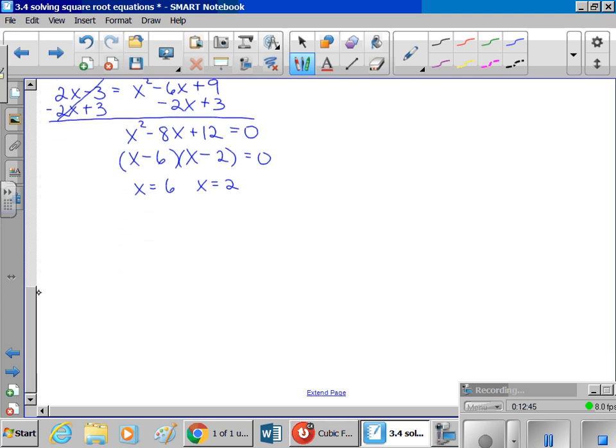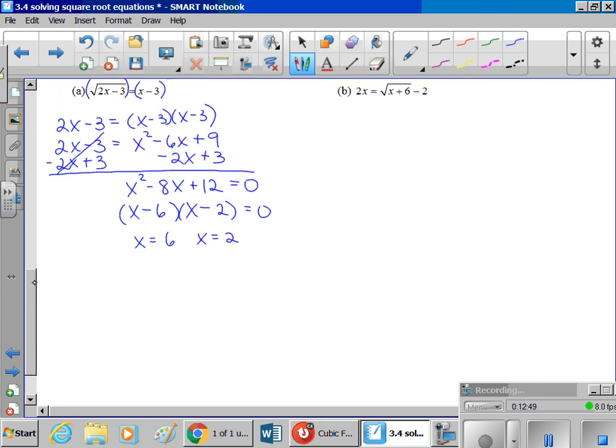So we have to check them. So we're going to go back. Let me just bring it up a little bit. We're going to go back now and give it a check. And usually how I check is I kind of do this. And I say radical 2 times 6 minus 3 is equal to 6 minus 3. So I get radical 12 minus 3, which is 9, is equal to 6 minus 3, which is not equal to 9.